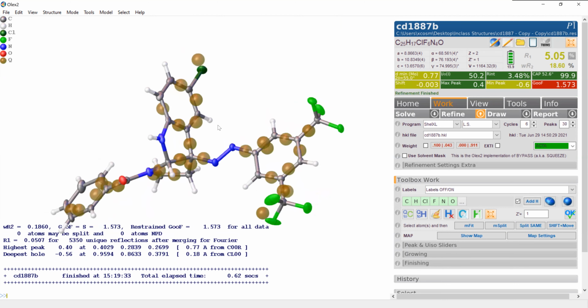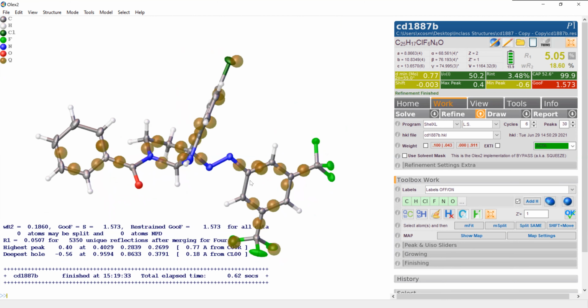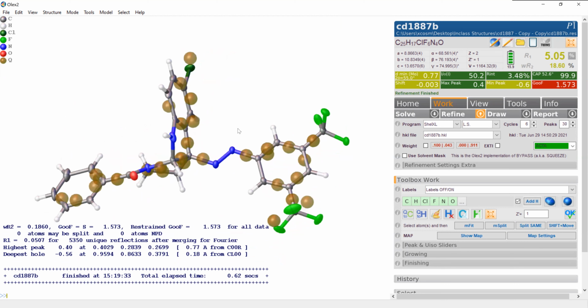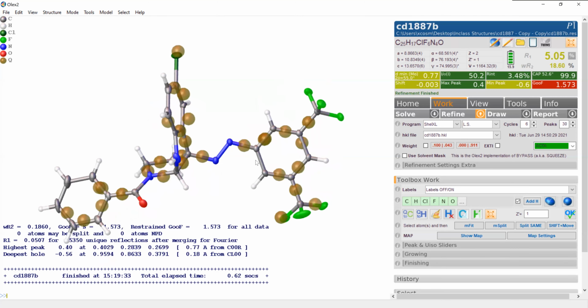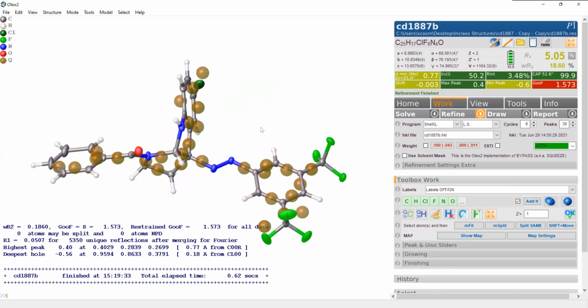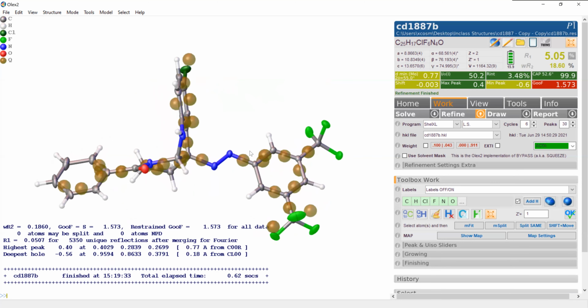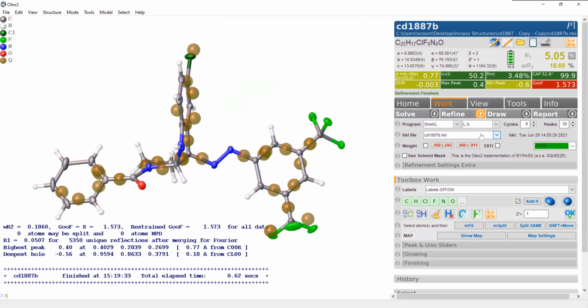You see most of the residual electron density shows up. It could be from the pi cloud and the aromatic rings. So there's not really any electron density left that would result in some type of atomic position. So we can go ahead and decrease the peaks, because all the remaining electron density is just residual electron density.